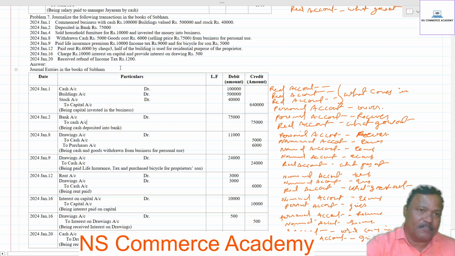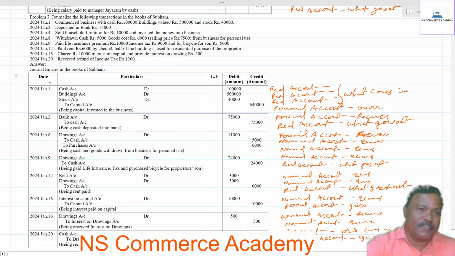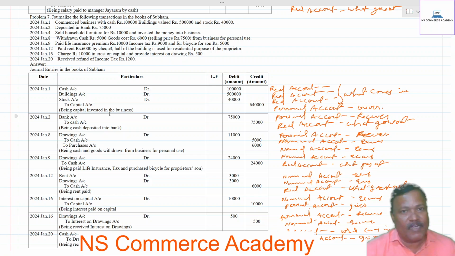Now friends, come to the answer. First, write the title of the problem: general entries in the books of Shubham. Next, draw the account, which consists of 5 columns. First column date column, second column particulars column, third column ledger folio, fourth column debit amount column, fifth column credit amount column.